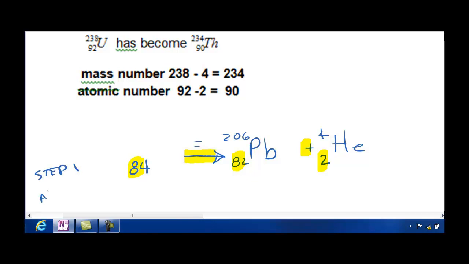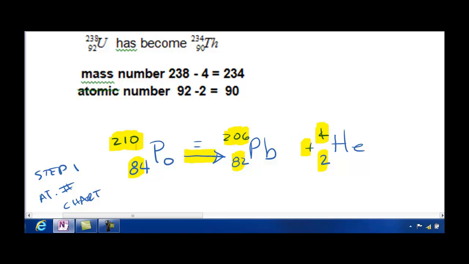I look at the atomic number. And then if it's 84, I look in my chart, and I realize that that element must be polonium because I looked in my chart. Okay? And what specific isotope of polonium must have been the parent? 210. And why 210? Because you added what? 206 plus 4 and you came up with 210.